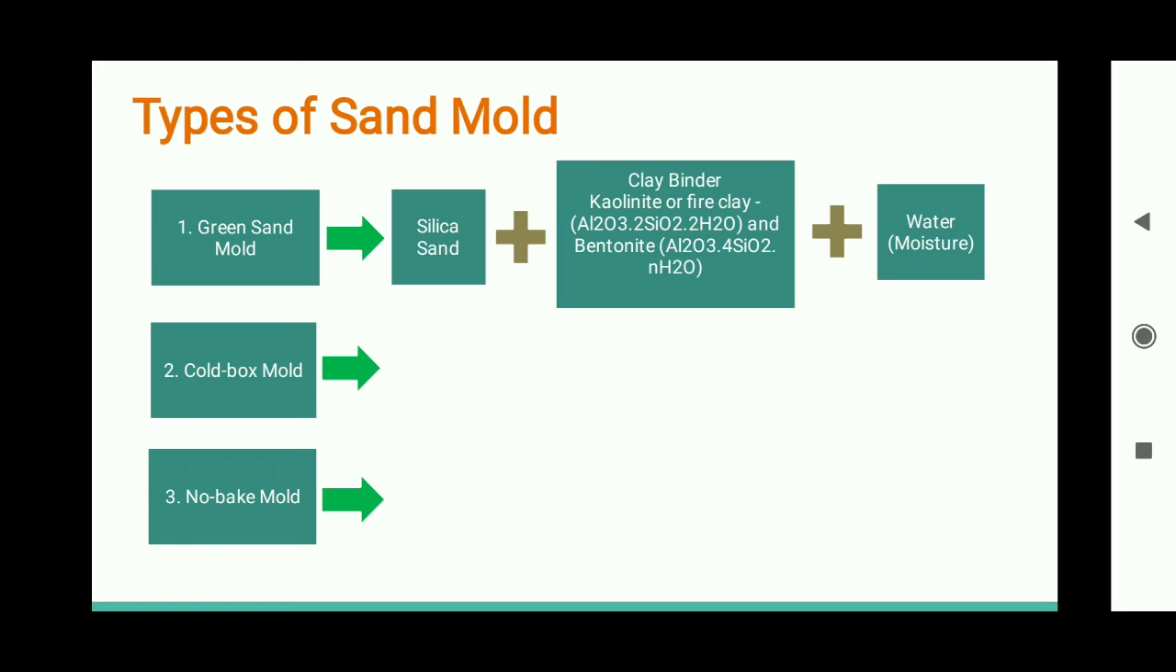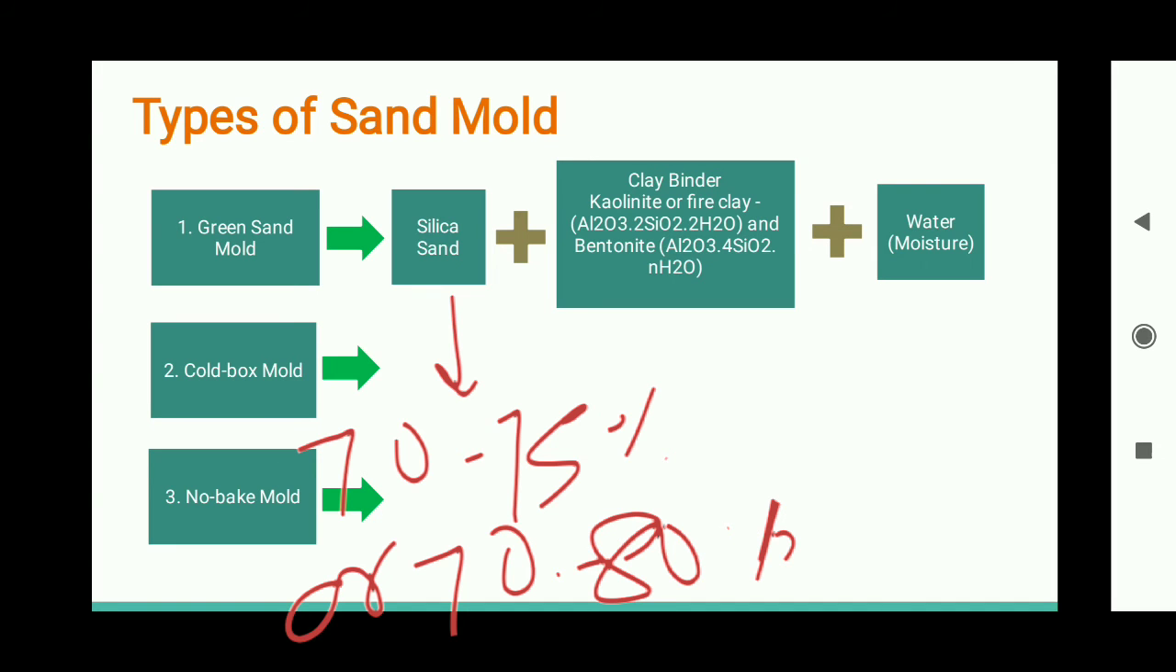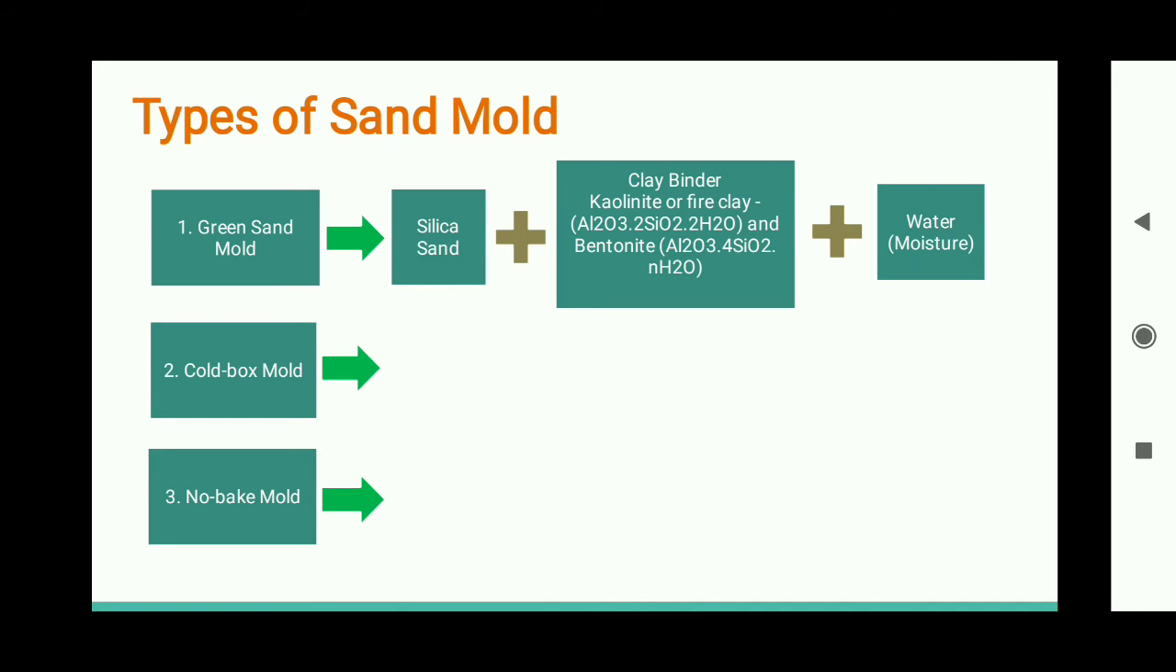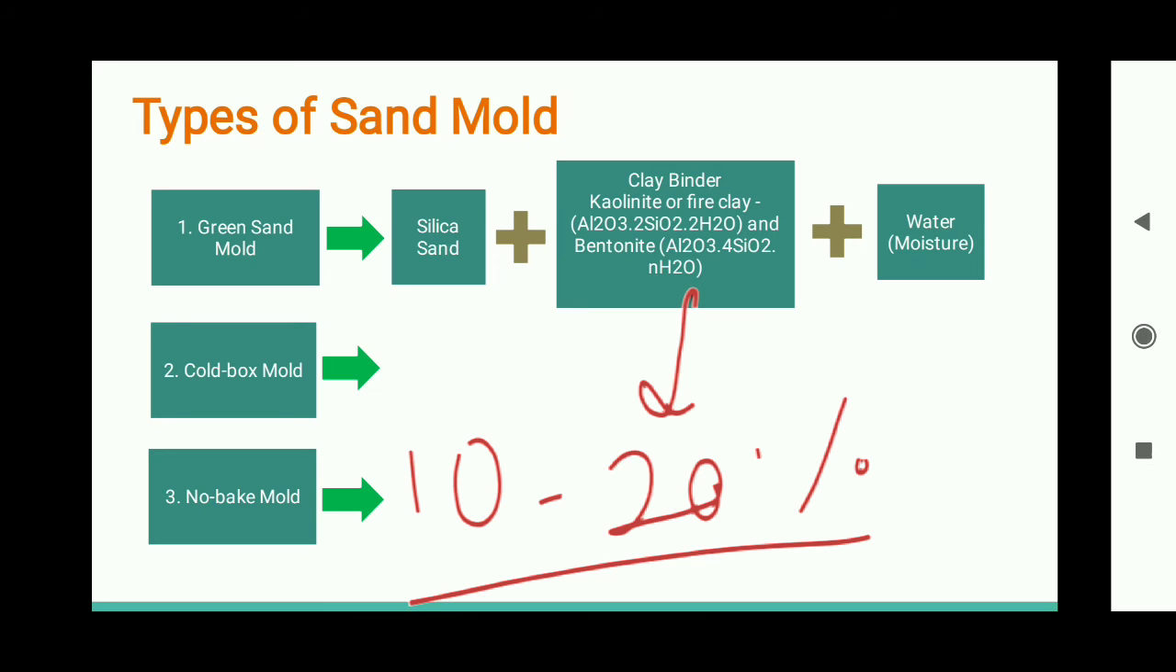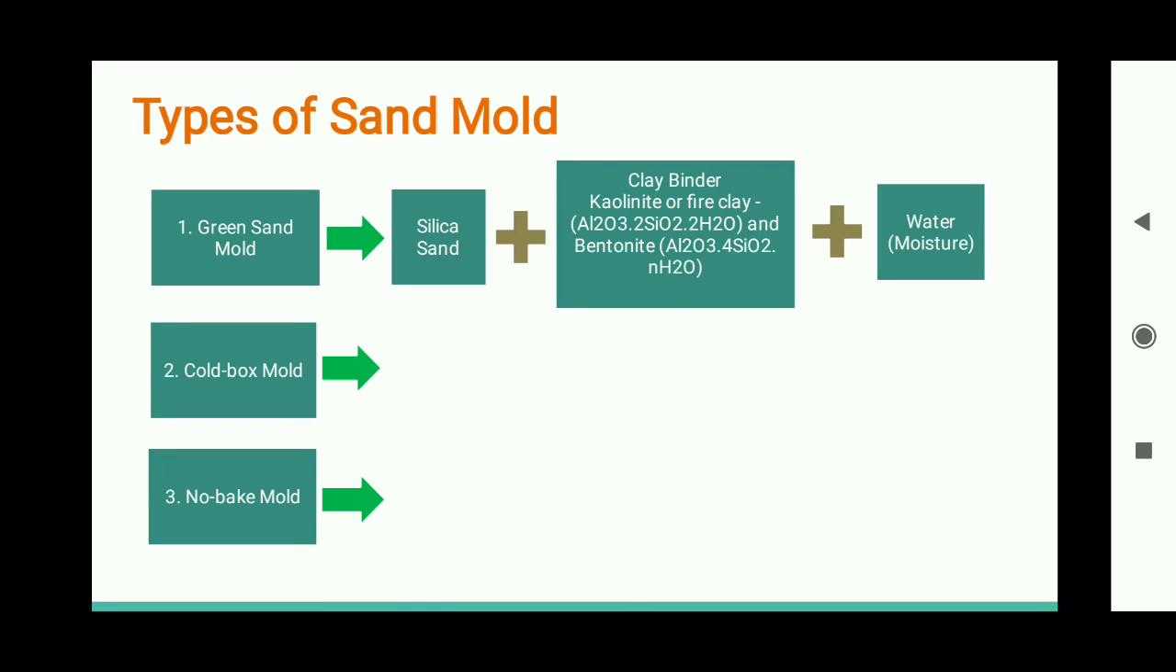When we are using this green sand mold, the silica sand is in the range of 70 to 75%. For the clay binders, kaolinitic or bentonitic clay is available, and we use that as the clay binder. Water content is in the range of 2 to 8%, the clay binder is 10 to 20%, and whatever additives we are using are in the range of 1 to 4%.